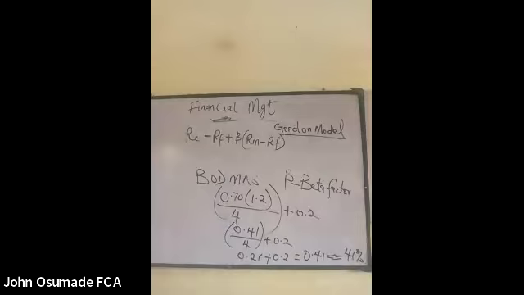Where ROF is the risk-free rate, beta is beta. Then in the bracket, you have return on market minus risk-free rate. That is how we derive the formula for calculating our return on equity or cost of equity. Are we there?